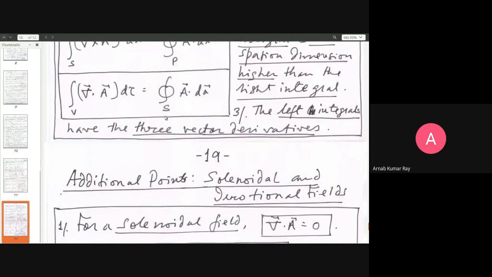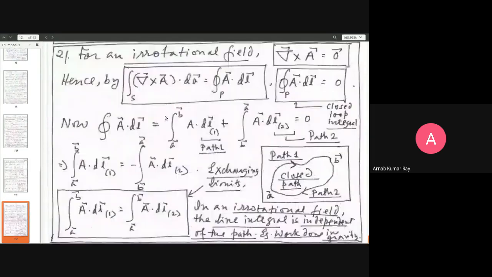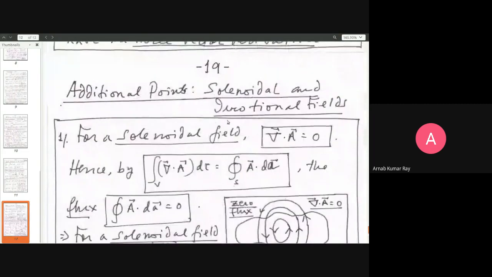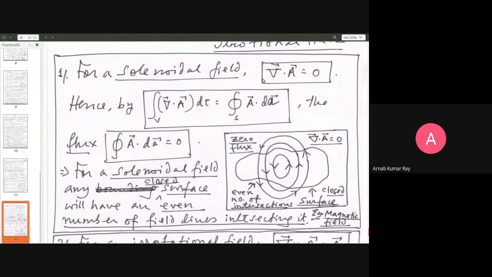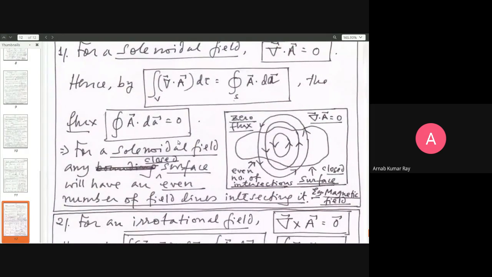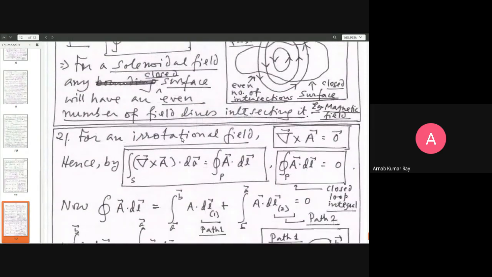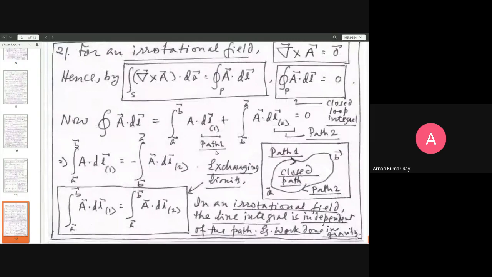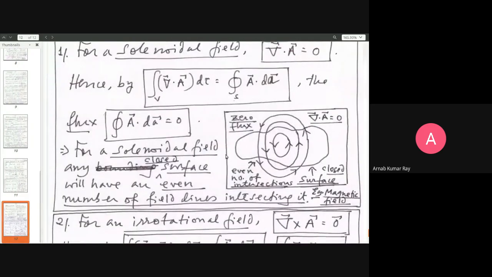One last point, and I shall end here with just a quick discussion. Additional points on solenoidal and irrotational fields. If you have a solenoidal field, divergence of A is equal to 0. And so the integral of divergence of A d tau is the integral of A dot dA, and so the flux will vanish, right? No, I think I should stop here because this thing will require a long discussion. But this point is okay. So maybe I should stop here.